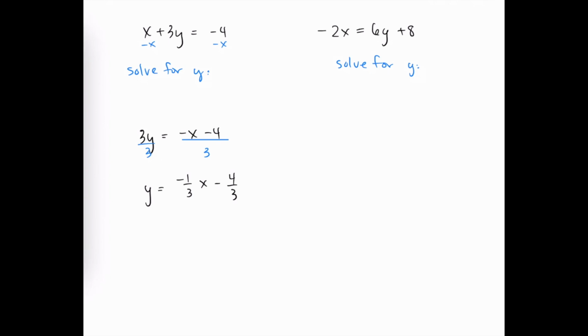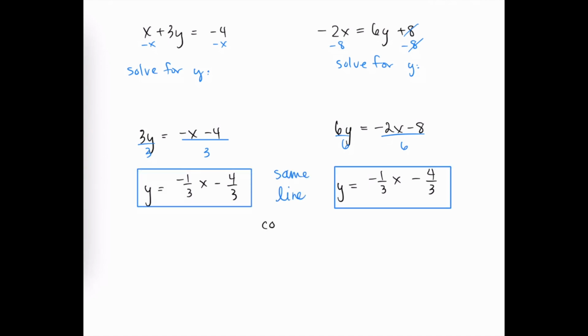To solve for y in the second equation, let's subtract 8 from both sides. So we have 6y is equal to negative 2x minus 8, and then when we divide both sides by 6, we see that we have negative 2/6, which is negative 1/3 x, and then minus 8 over 6 is also minus 4/3. So now it's easier to see that yes, these two are indeed the same line. And we say that these two lines are coinciding.